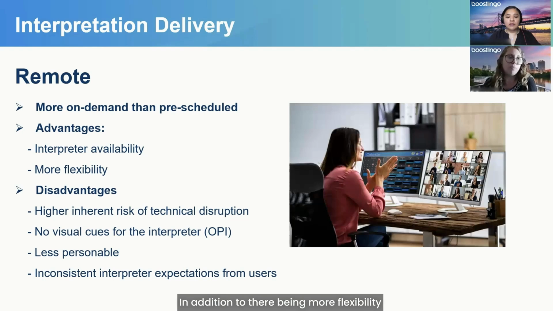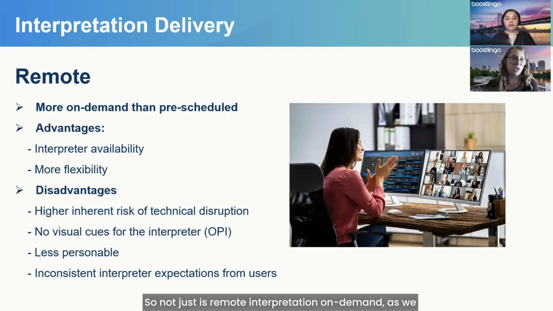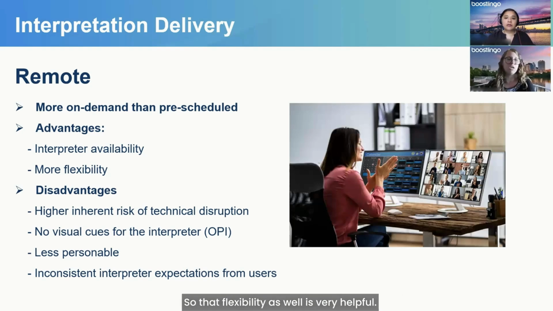In addition to there being more flexibility with healthcare settings or home visits, things of that nature, having as much flexibility as possible is also very needed. So not just is remote interpretation on demand, as we mentioned, but also you can get an interpreter on the line using a cell phone, as opposed to always having to be sitting down at a desk at a computer or using a landline. So that flexibility as well is very helpful.